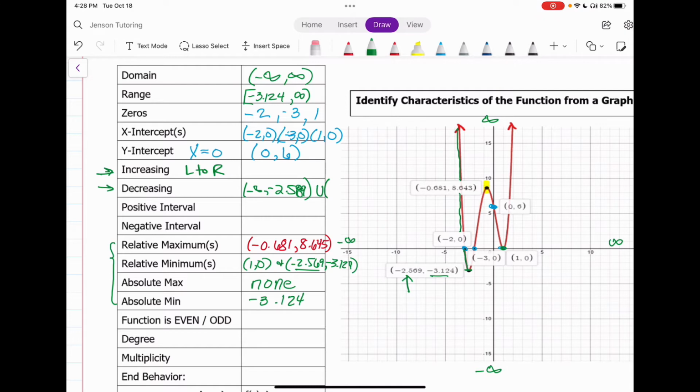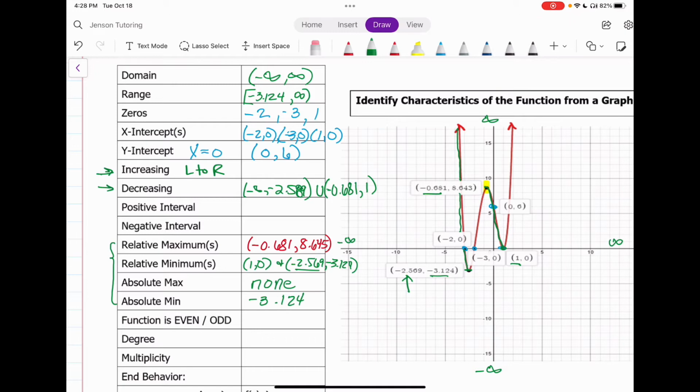and then it is decreasing again from the x value of that negative 0.681 until I get to the x value down here at the relative minimum to 1. That's where the slope of the graph is negative. You can look at it that way.